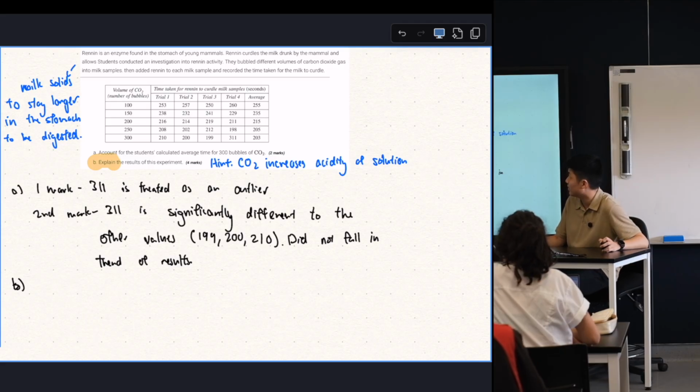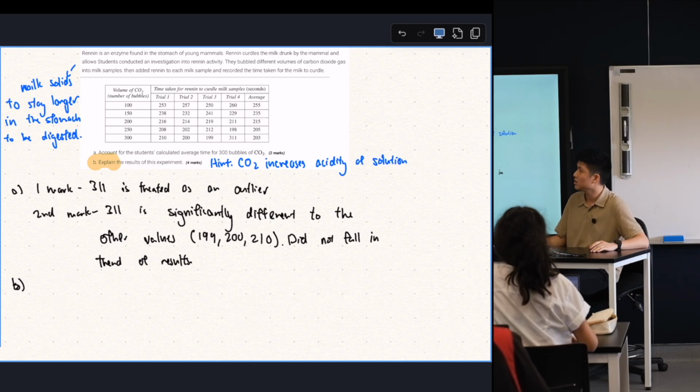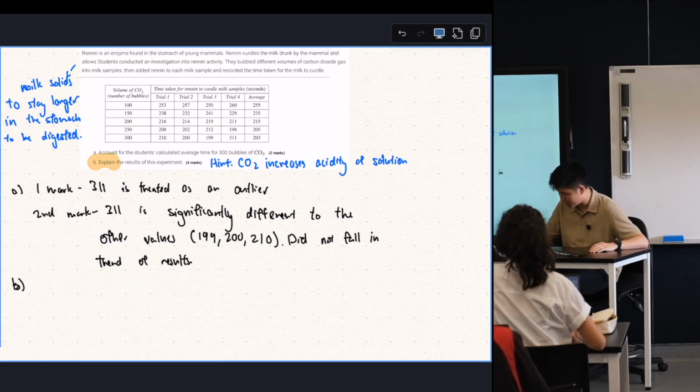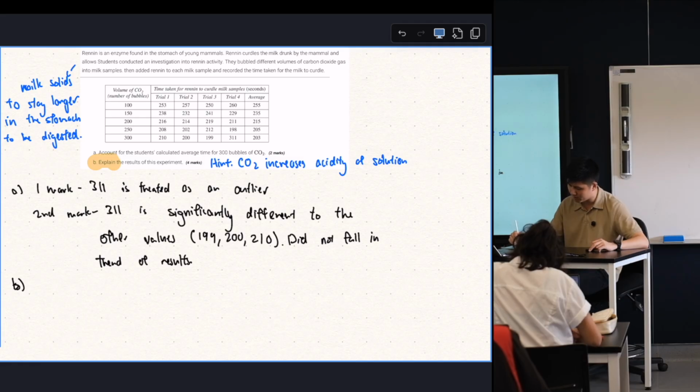So we got to just say what the results of this experiment are. So what's the general trend we notice in this experiment? Yeah? The more CO2 that is added, the lower average time. Yep, so the more CO2 bubbles there are, the lower time it takes for the milk to curdle in seconds. And I also gave you a hint here. So CO2 increases acidity of the solution.